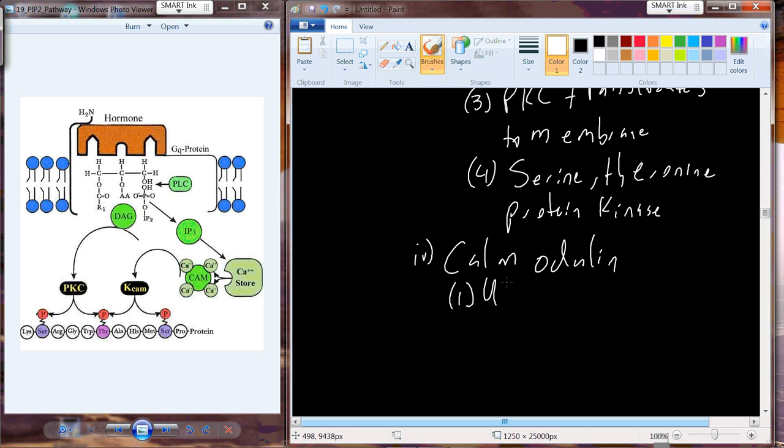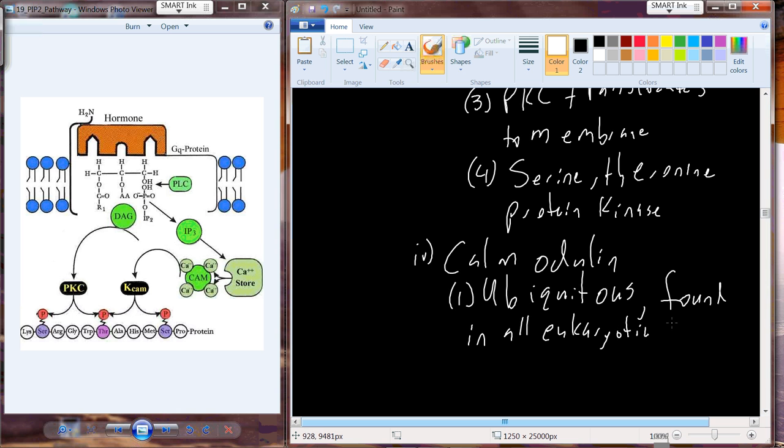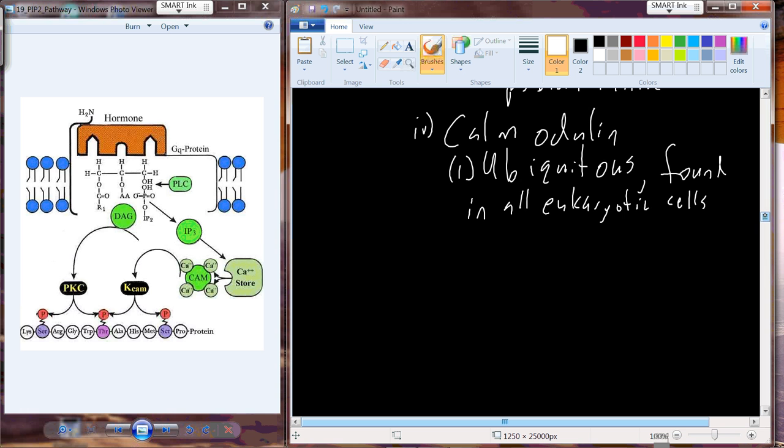Calmodulin happens to be ubiquitous. What ubiquitous means is that we just find it in all different types of cells. It's not specific to any one cell type. And so it's found ubiquitously throughout all different cell types, specifically within eukaryotes. So eukaryotic cells will have calmodulin. Now, normally on its own, it just is sort of hanging out in the cell. And so it's inactive when alone.